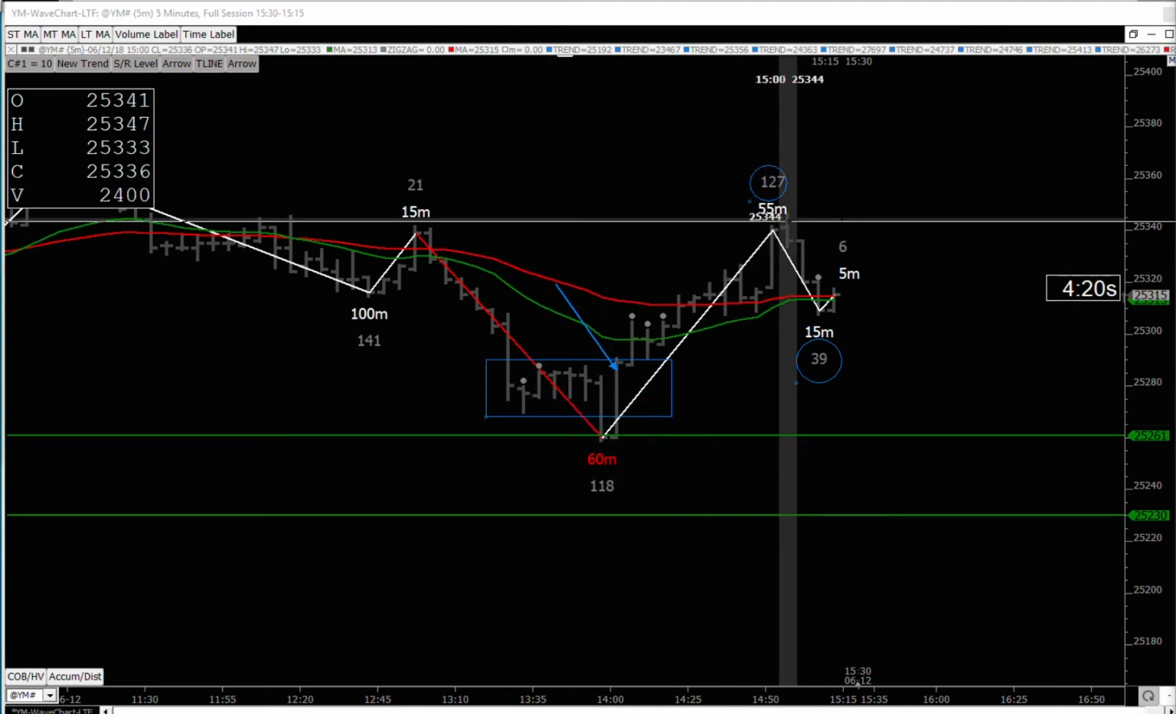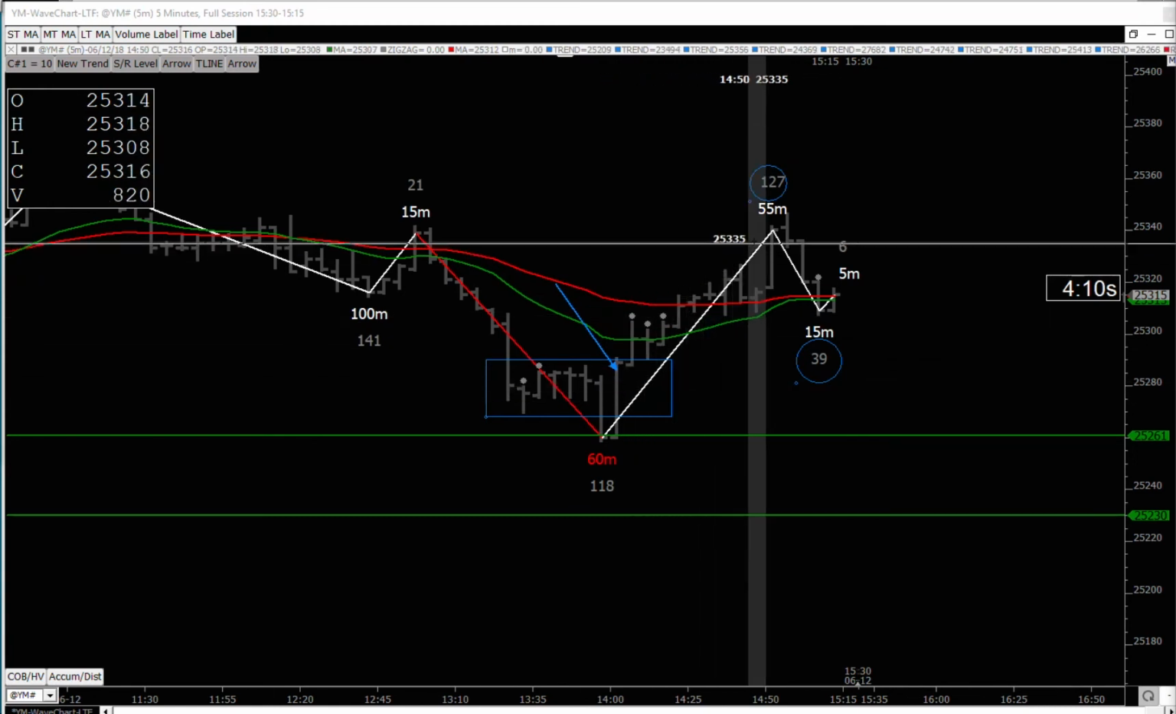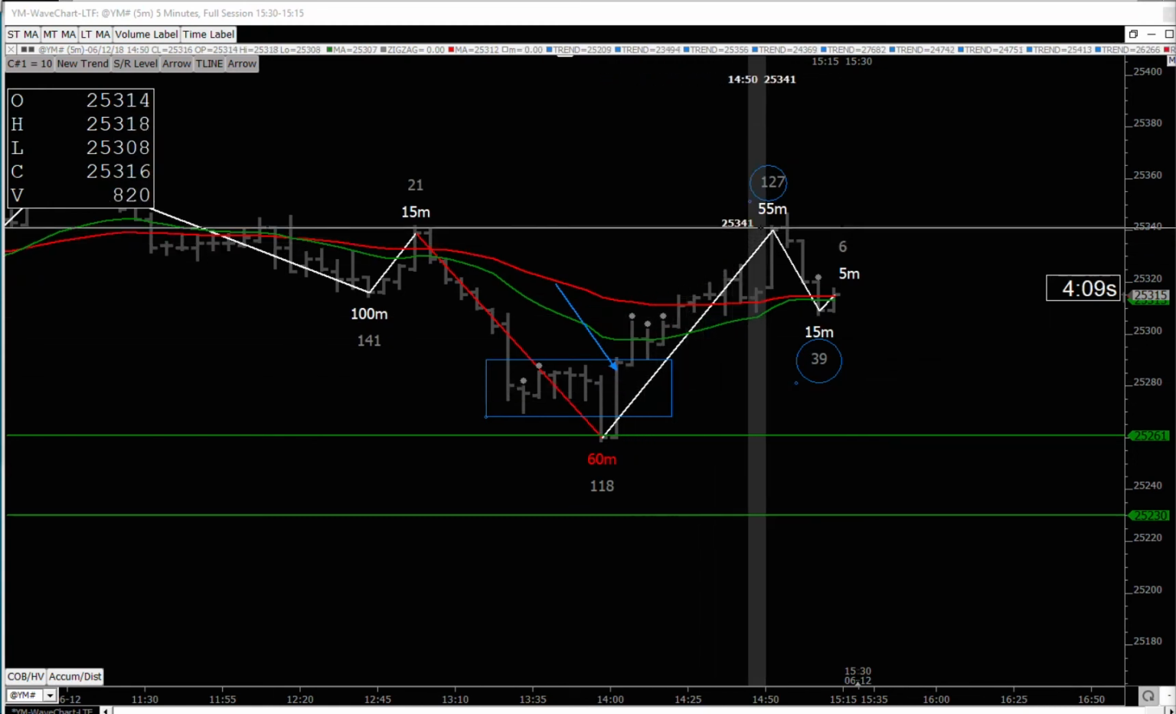So I think it remains to be seen, but I'm leaning towards bullish indications. This is a very strong bullish indication. Anyway, we'll see.